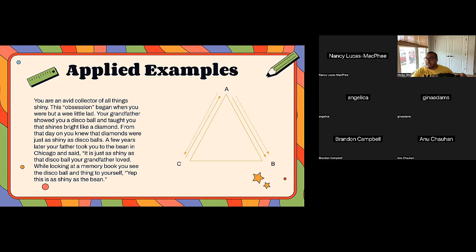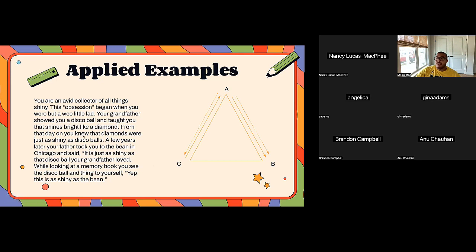You are an avid collector of all things shiny. This obsession began when you were but a wee little lad. Your grandfather showed you a disco ball. So we have disco ball, which is A, and taught you that it shines bright like a diamond, as Katy Perry would say. So we have A to B taught so far, right? So we have this disco ball to diamond.